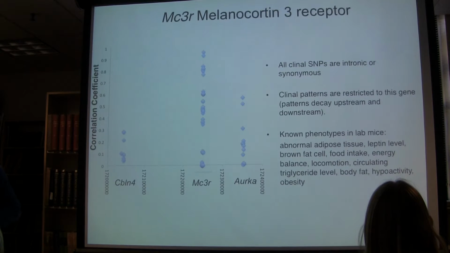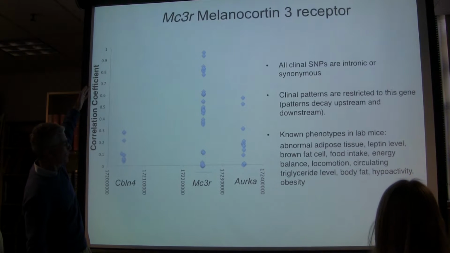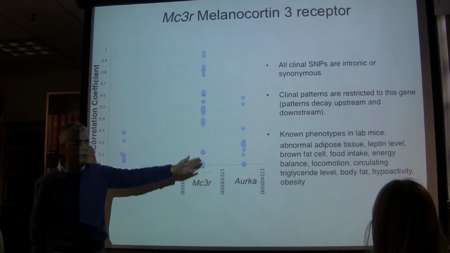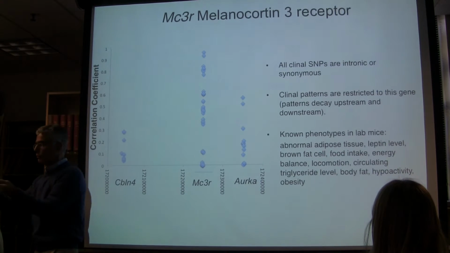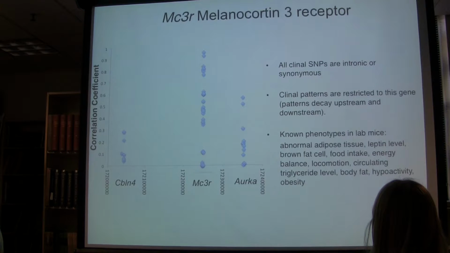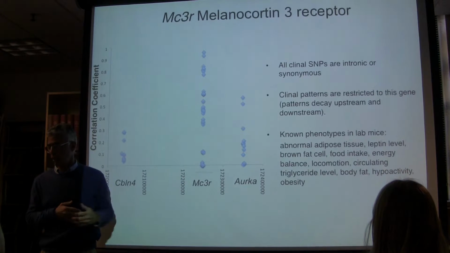If you then look immediately upstream and downstream of melanocortin-3 receptor, so this is just looking at the correlation coefficient. This is what I just showed you in a different form in the previous slide. This is the gene upstream and this is the gene downstream. What we see is the signal is really restricted to this gene. So in this genome scan, we can pinpoint a gene that we think may have responded to selection. We can pinpoint it very precisely.